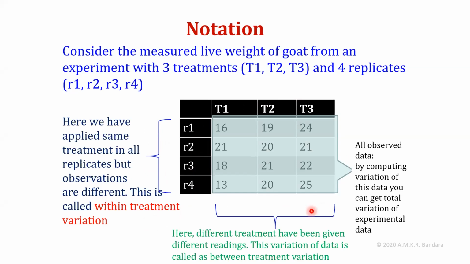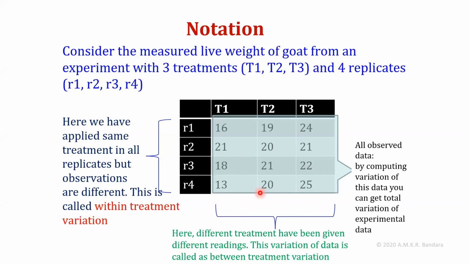So after doing a statistical test, if we recognize that this between treatment variation is greater than this within treatment variation, that means there is a significant treatment effect. This between treatment variation has increased due to that treatment effect.